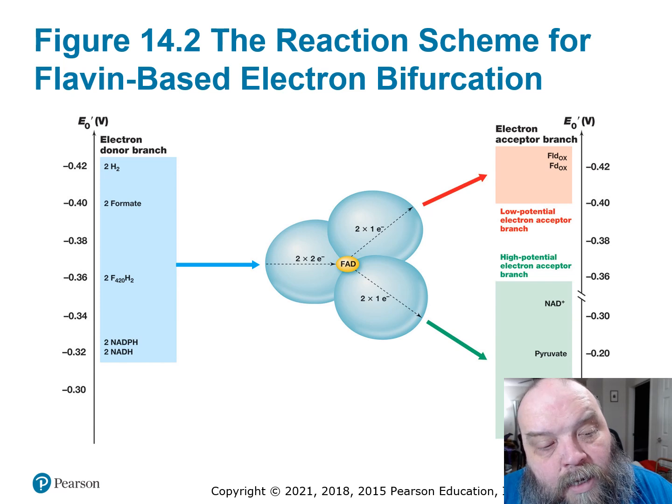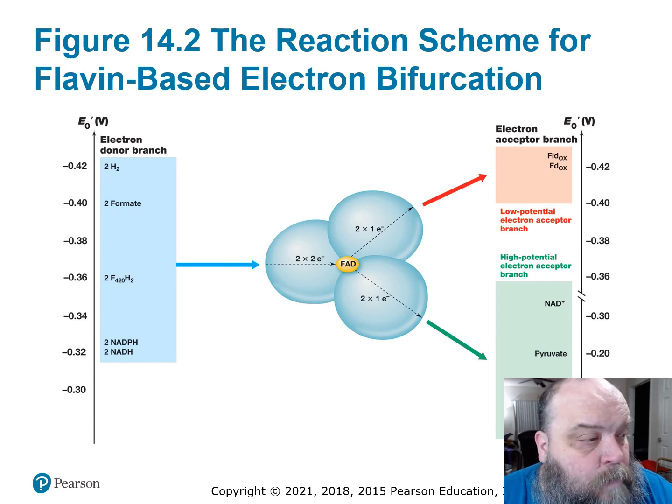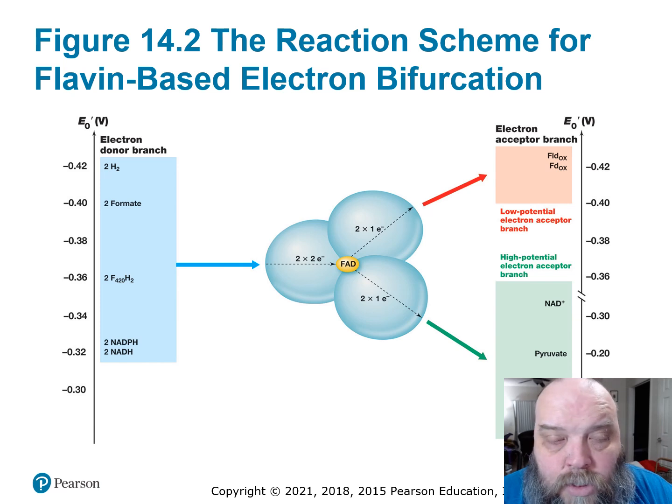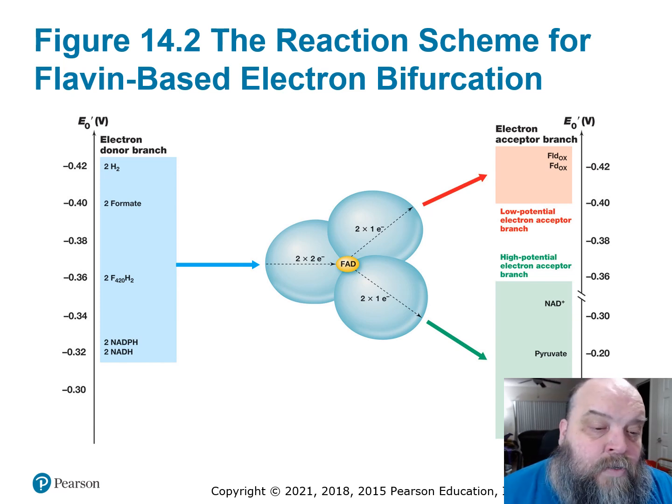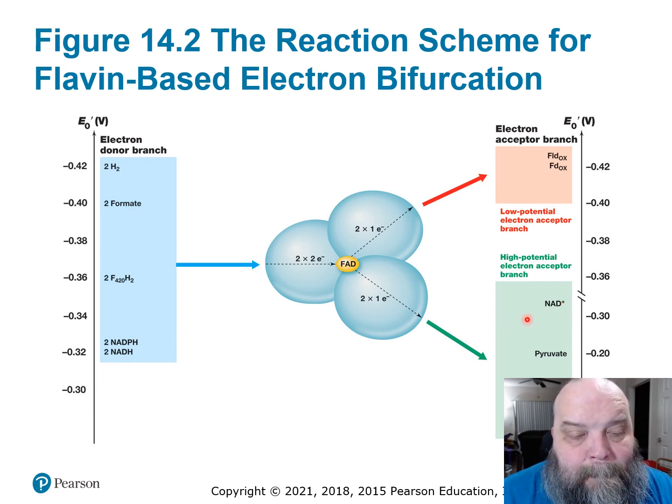So the breaking of something, as you see on the left, the donor. Hydrogen, formate, NADP, NADPH, NADH. That electron will then go through FAD and then be passed on. Low potential, high potential. Where's it coming from? Where is it going?